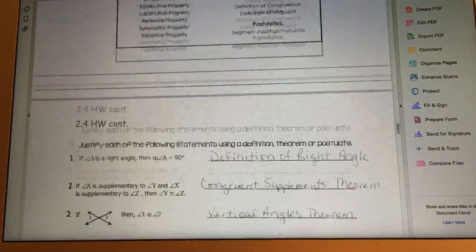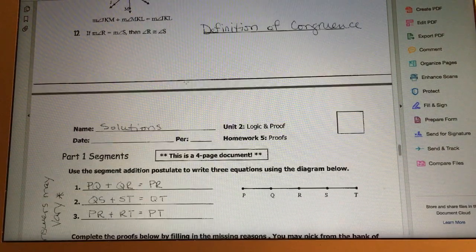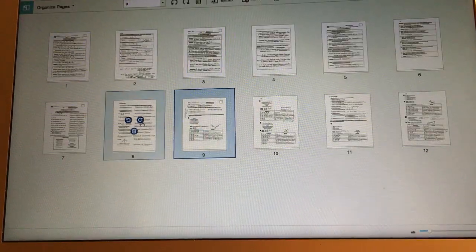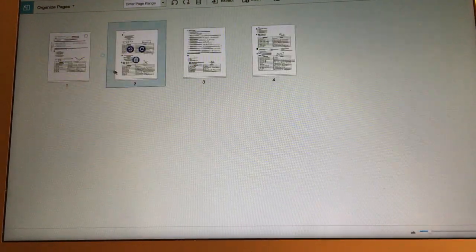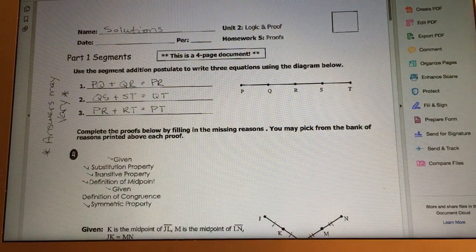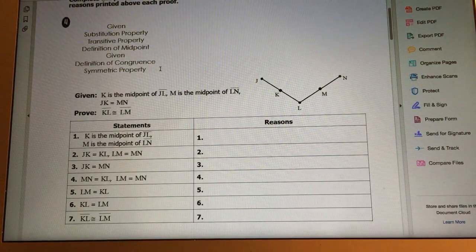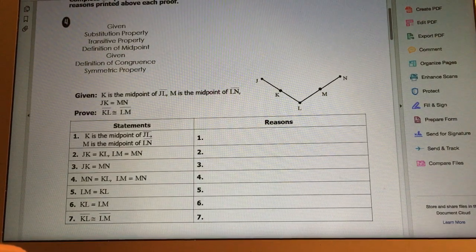Let's get down to this correct homework. So there are some examples from those. And let's get rid of all these pages. Okay. So next, okay. So here we go.